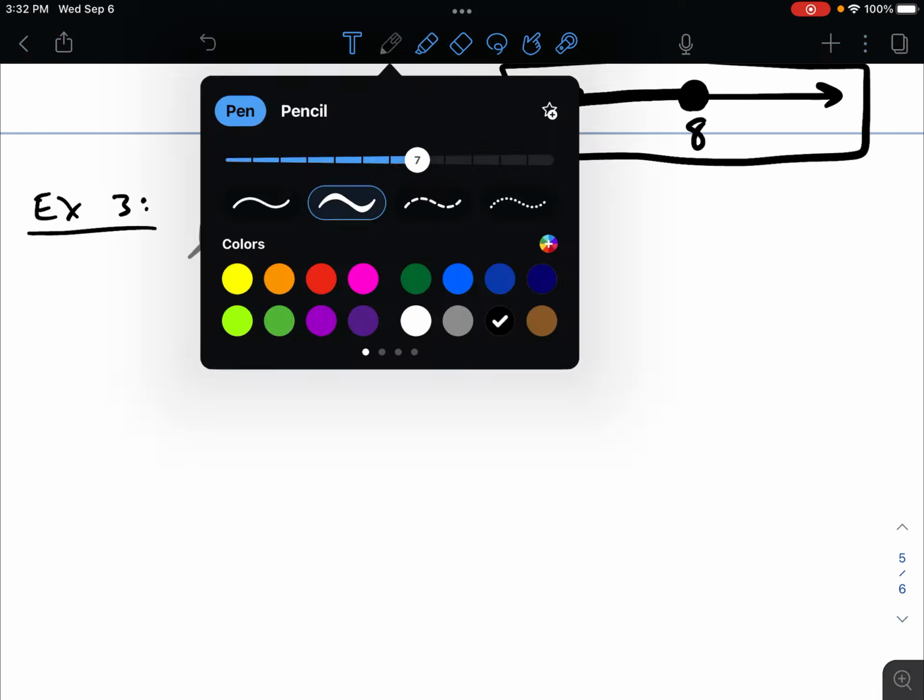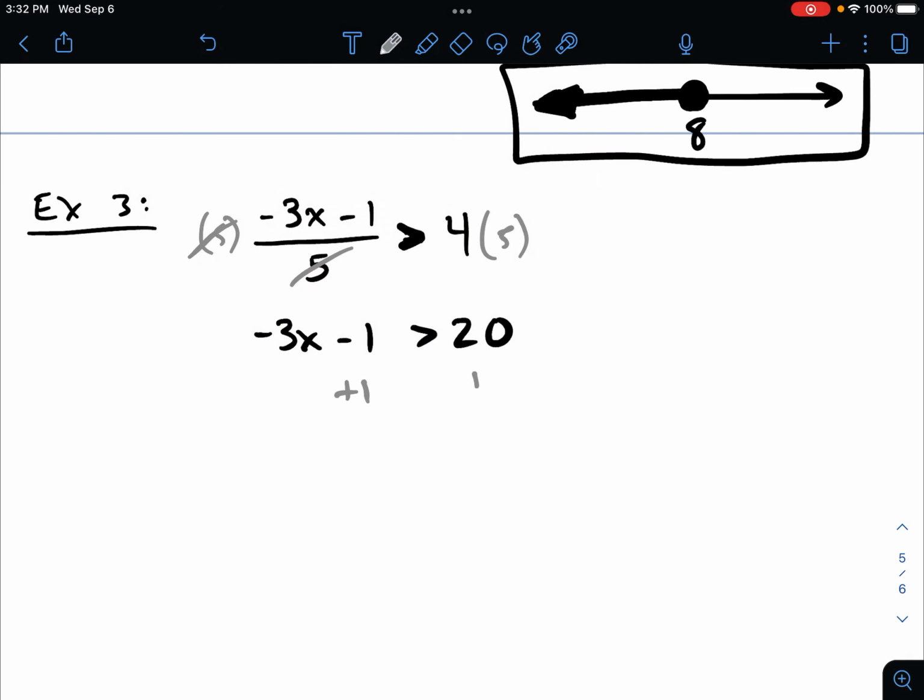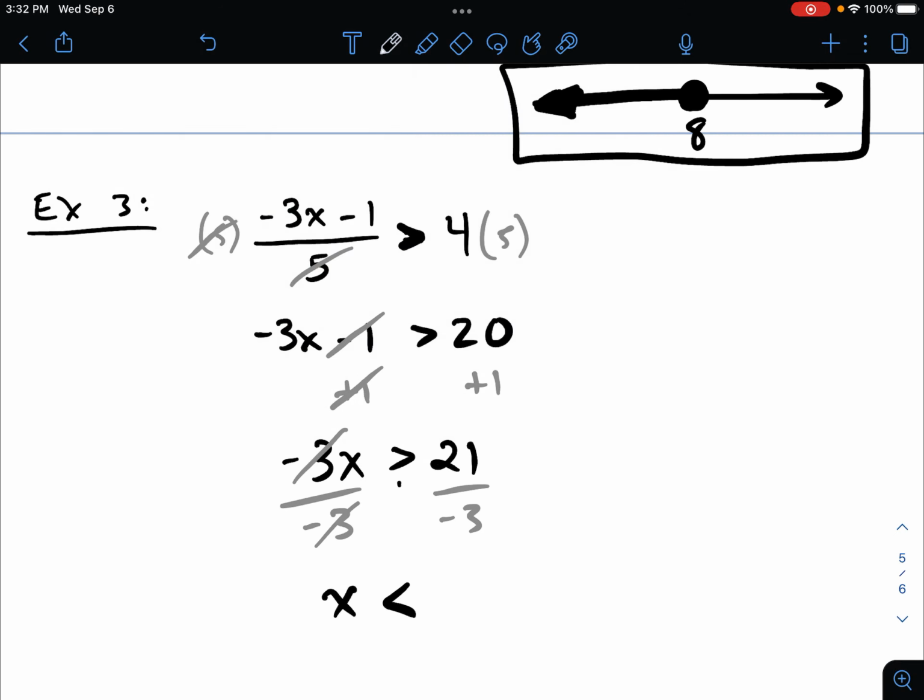And then we're going to go ahead and add 1 on both sides. And these will cancel on the left. Now we have negative 3x is greater than 21. Now remember, when I am working with inequalities, if I ever divide by a negative, and we are dividing by negative 3 here, since I am dividing by negative 3, these cancel. So we just get x, but whenever you divide by a negative, you have to switch the sign. Notice how the greater than becomes less than. And 21 divided by negative 3 is negative 7. So this is my inequality.